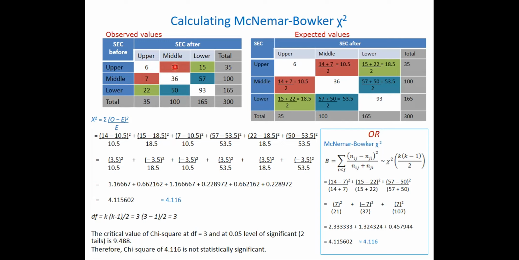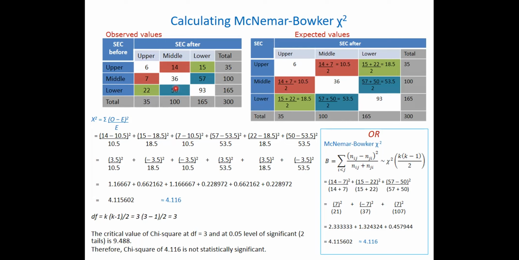Upper before, this 14, upper before, middle after. This 7, middle before, upper after. Look at the green one, they are the corresponding discordant. This 15 was upper before, lower after. The 22 was lower before and upper after. Can you see? These blue ones, they are another corresponding discordant pair. 57 was middle before and lower after. 50 was lower before and middle after.